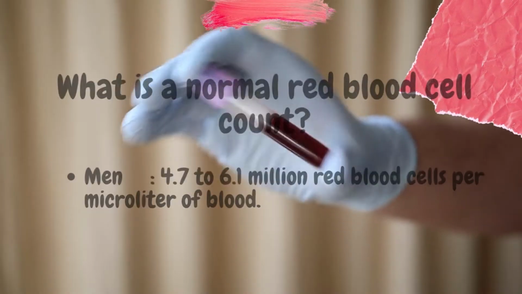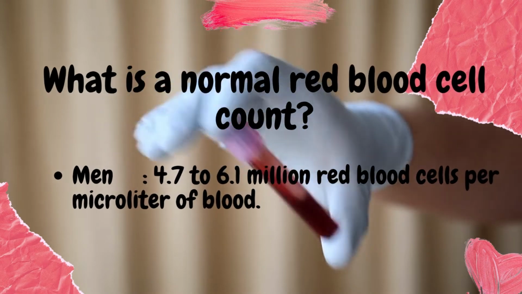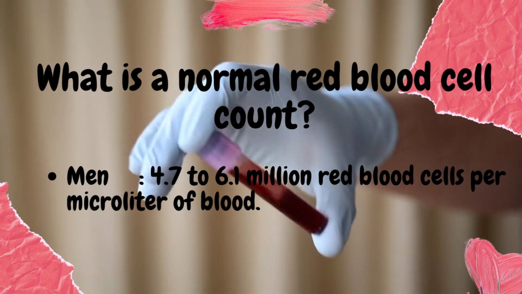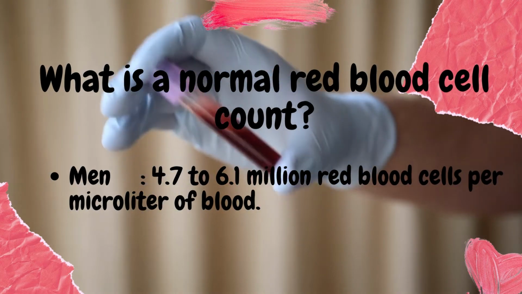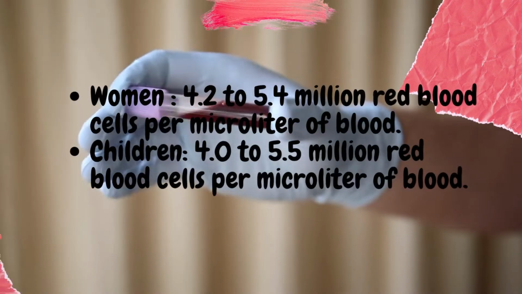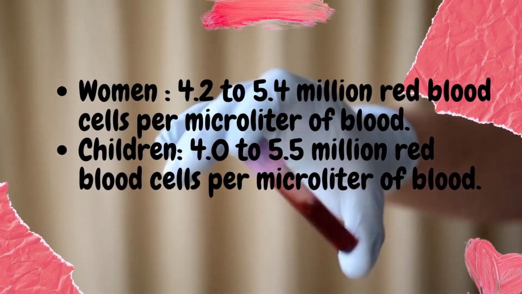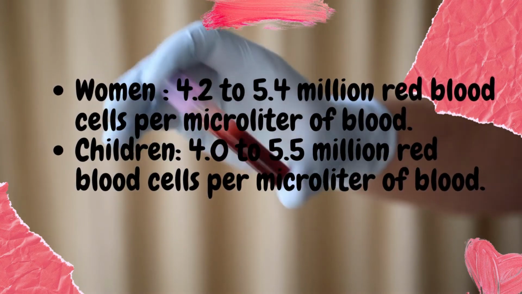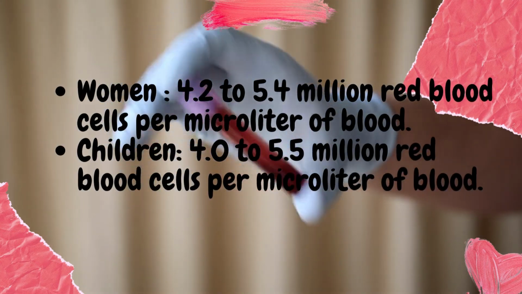What is a normal red blood cell count? Normal red blood cell counts differ based on the individual. For men it will be 4.7 to 6.1 million red blood cells per microliter of blood. For women, 4.2 to 5.4 million red blood cells per microliter of blood. And for children, 4.0 to 5.5 million red blood cells per microliter of blood.